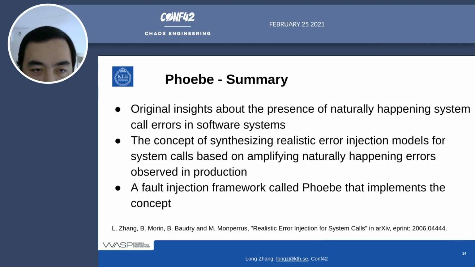Okay, so the next page is the summary of our research work on Phoebe. Basically, we propose some original insights about the presence of naturally happening system call errors in software systems. We also contribute the concept of synthesizing realistic error injection models for system calls based on an amplification strategy, so we amplify naturally happening errors observed in production. And we implemented Phoebe as a research prototype of this concept. The corresponding paper is called Realistic Error Injection for System Calls. If you are a fan of reading papers, you are more than welcome to give us feedback about what you think of this paper.